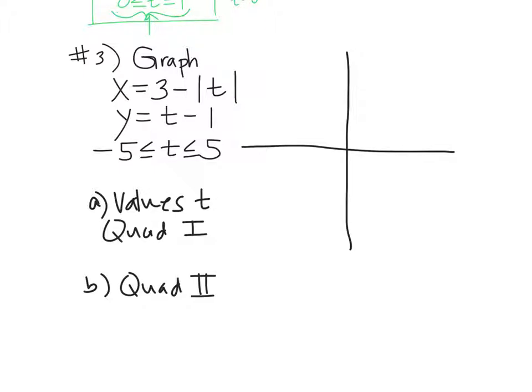Okay, and then the next one would be t minus 1. And then I want to go to my window and change my t values, -5 to 5. So let's all do that. Let's all get to here, and there it is.